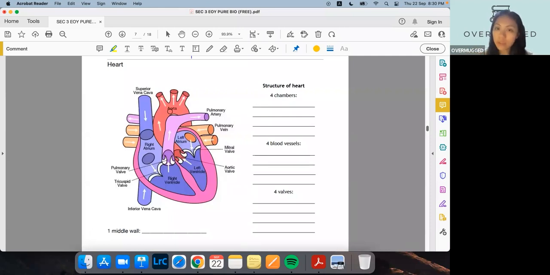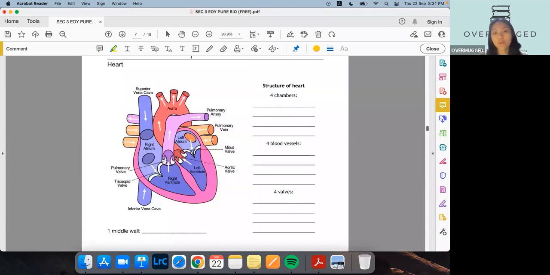So knowing the four chambers, knowing the four blood vessels, and next, there are four valves that are involved. The four valves are on your left and right side, right? All these are doubled up because there's a left side and a right side. Your atrioventricular valve, as the name suggests, is the valve between atrium and ventricle. The valve on the left side is called the bicuspid valve. On the right side, it's called the tricuspid valve.